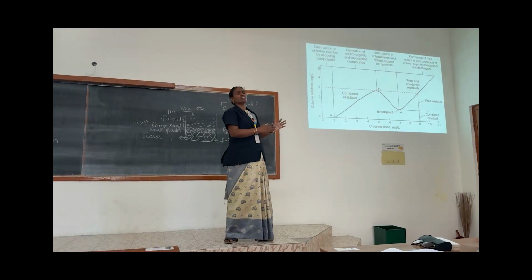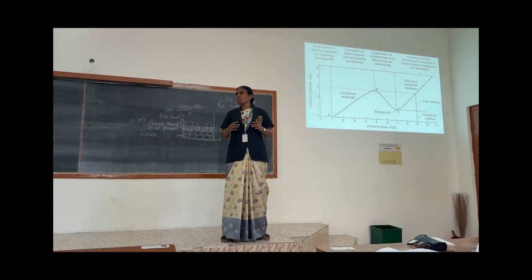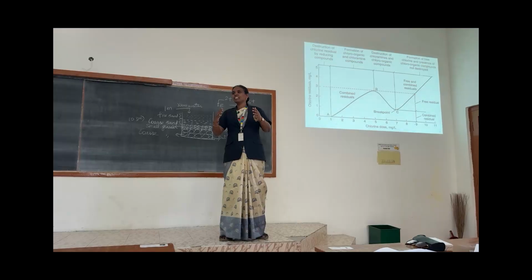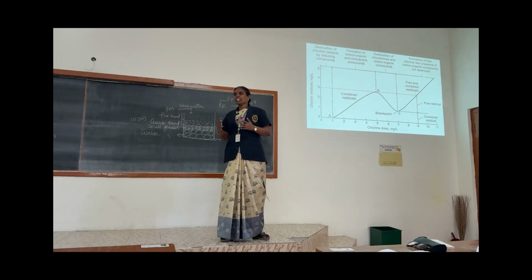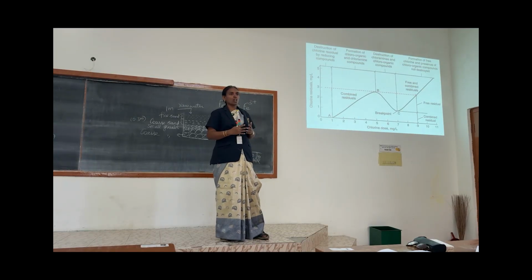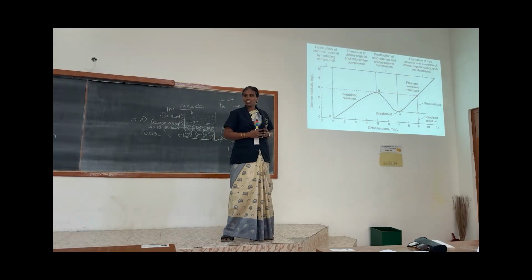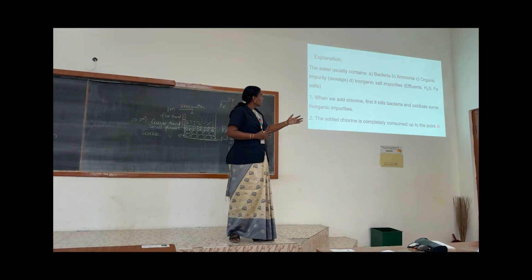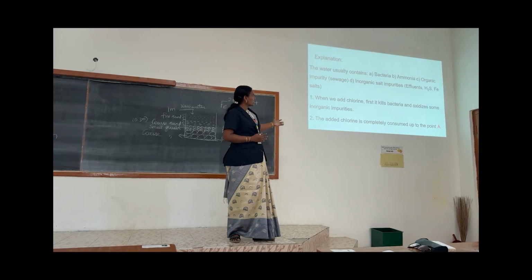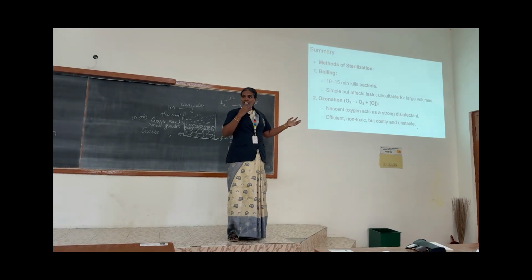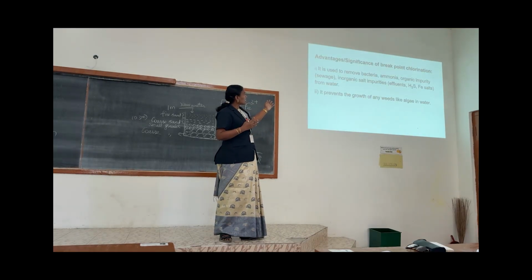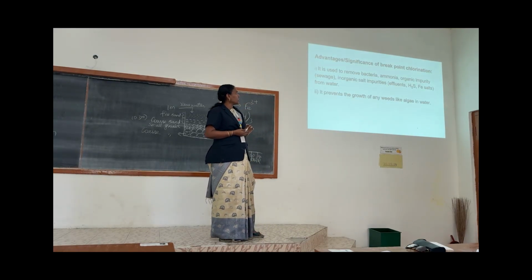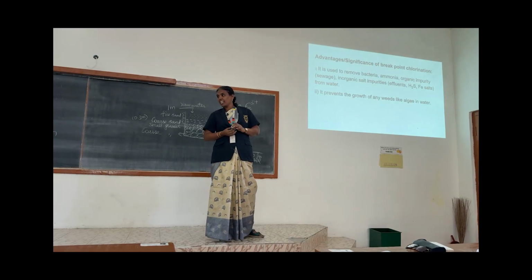Based on this graph only, we find out how much chlorine has to be added to a particular amount of water. For example, 1 kg of chlorine should be dissolved in 1000 liters of water. With this I will stop. Next, these are the advantages of breakpoint chlorination: it removes bacteria and ammonia and prevents the growth of algae in water.